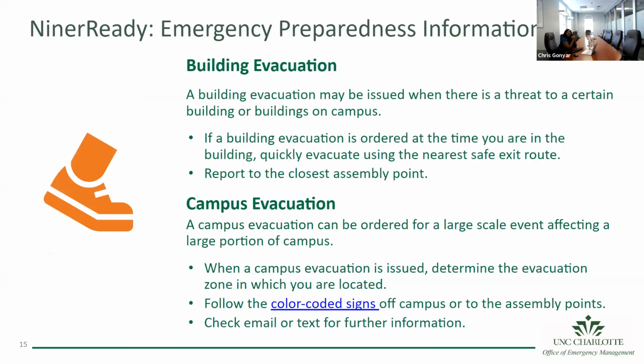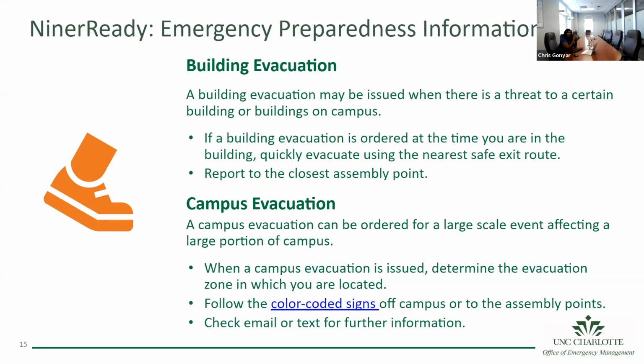And then lastly, you'll see evacuation, which is separated into two categories. We have a building evacuation, in which we are going to be asking students, faculty, and staff to evacuate from a specific building and report to the closest assembly point. And then we have a campus evacuation, in which we're asking students, faculty, and staff to evacuate from either a portion or the entire campus.